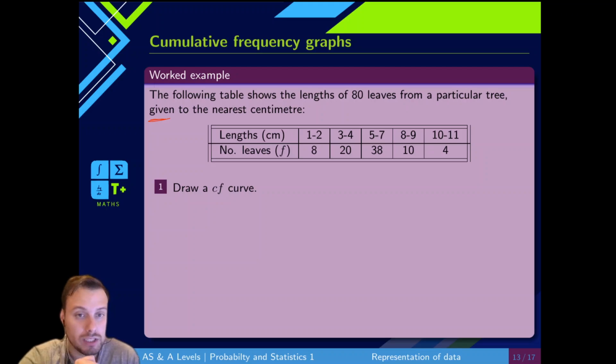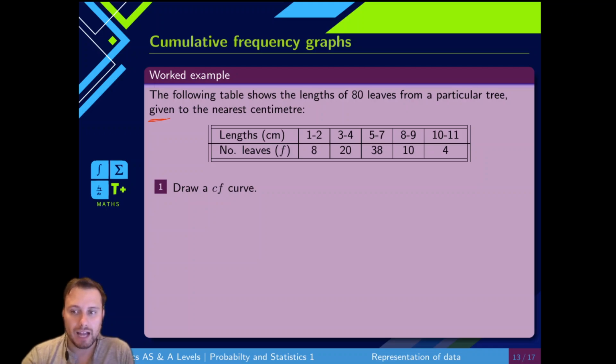When data is rounded, we must see that the classes that we're given here are not the actual classes. Just think about it in these terms. Observe the classes: from 1 to 2, from 3 to 4, 5 to 7, 8 to 9, and 10 to 11. What happens if a leaf has a length of 4.3 centimeters? That wouldn't fit within a category, because you have a gap between 4 and 5.